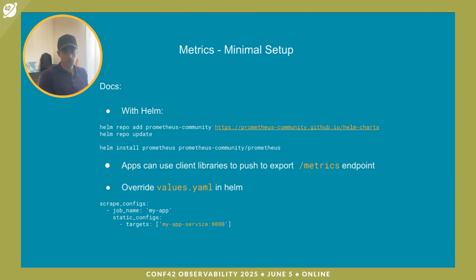Finally, you would also have to do one more step. You will have to specify the targets for your application. In this example, I'm overriding the values.yaml file in my Helm config and specifying where exactly my application lies within the cluster. In my example, this is my app service, which is exposing port 8080. In your case, it may be the DNS of your application itself.